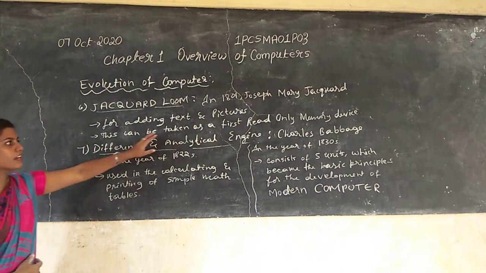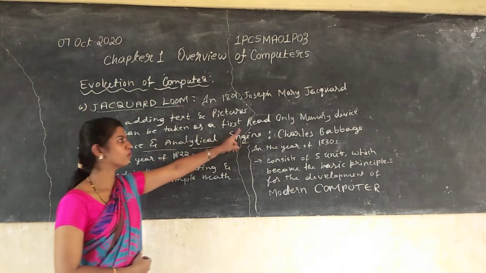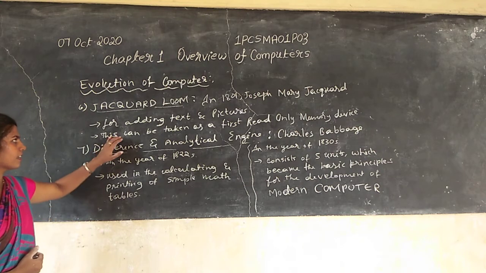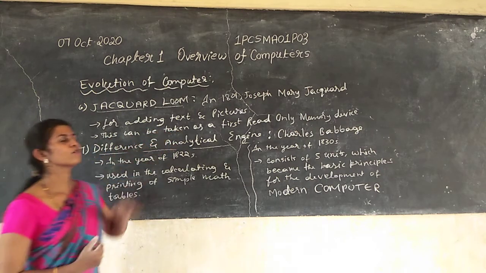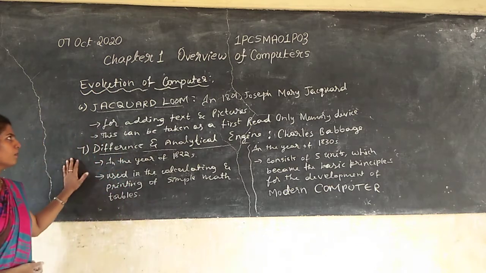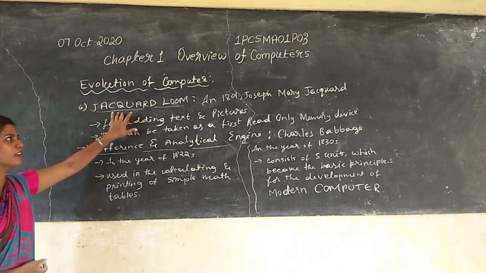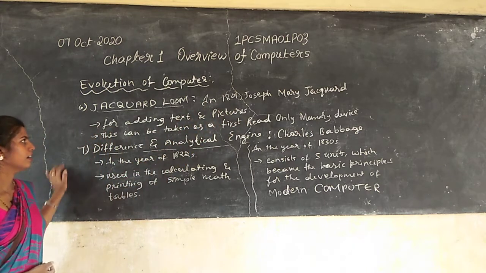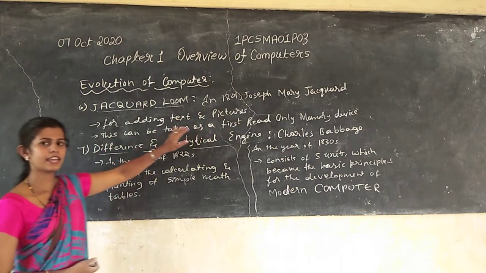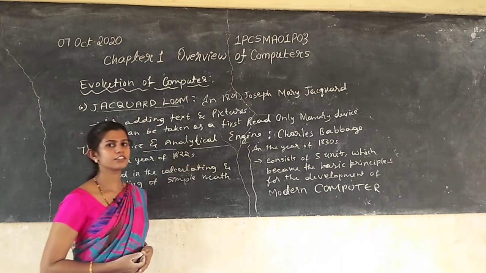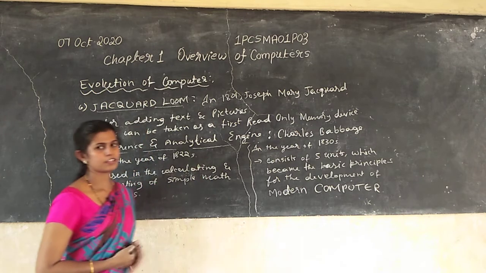Also, this can be taken as the first read-only memory device. The Jacquard loom was invented by Joseph Marie Jacquard, and it is used for adding text and pictures, and it can be taken as the first read-only memory device.